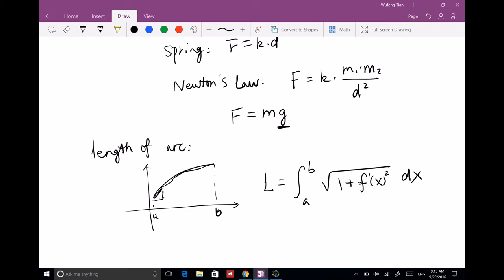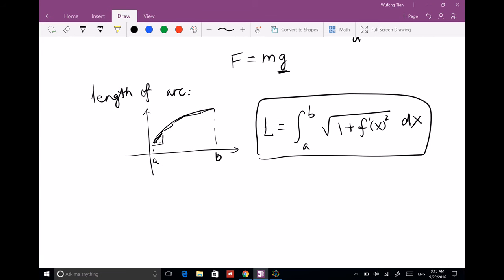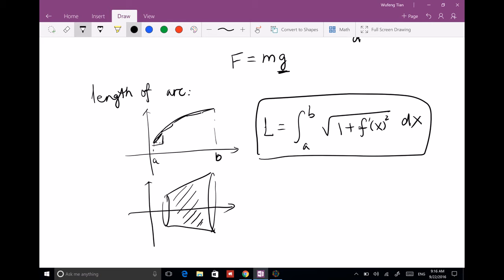It's the length formula. And the next one, after the section we did, is basically you rotate this arc with respect to something, okay, you rotate it. I want to find the surface area of this surface of revolution.